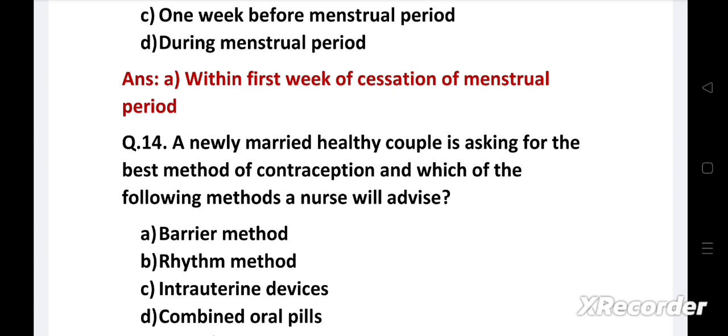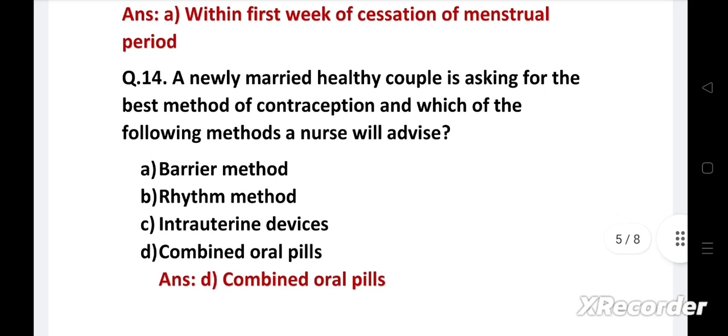Next question. A newly married healthy couple is asking for the best method of contraception; which of the following methods will a nurse advise? Option A, barrier method. B, rhythm method. C, intrauterine devices. D, combined oral pills. Right answer is option D, combined oral pills, because it has a very low failure rate and a lot of contraceptive benefits. So it is a preferred option for a newly married healthy couple. Other options like barrier method have a high failure rate, rhythm method is unreliable, and intrauterine device is not a first choice for young and never pregnant women.